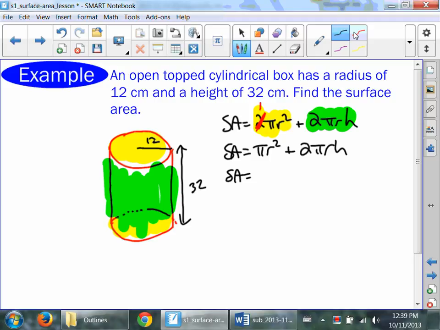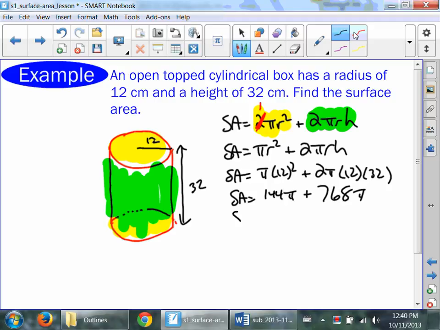Now we'll plug in our radius and our height. Radius is 12. Height is 32. So, 12 squared, that's 144 pi, plus 12 times 32 times 2. Well, that would be 320 plus 64. 384 times 2, 768. So it's 768 pi.